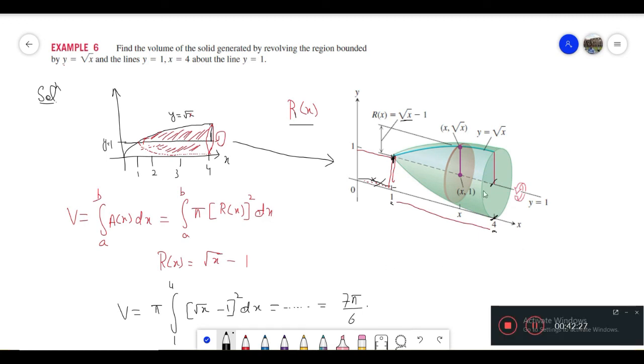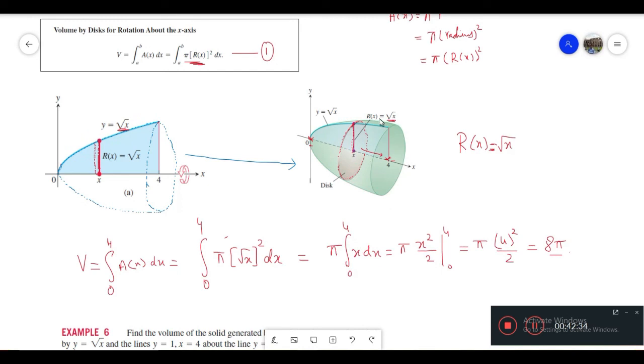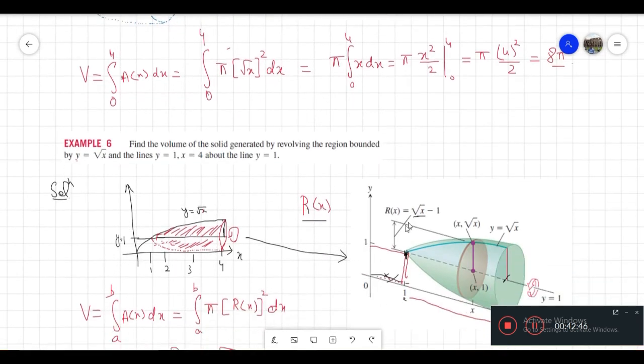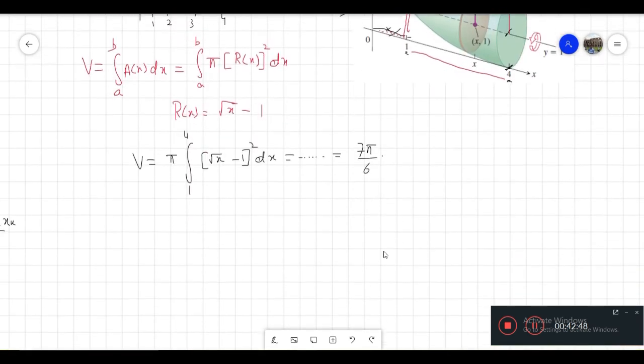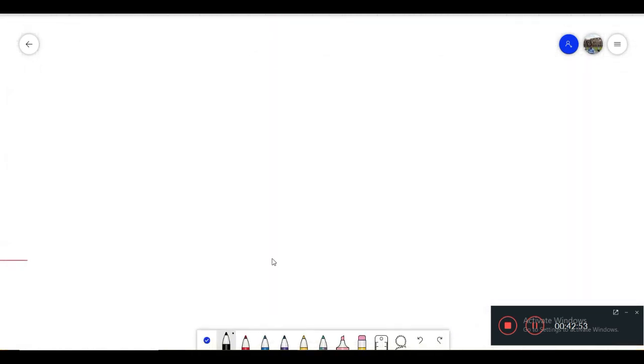And moreover, there's one thing I would like to say, that in these computations, these were the revolution about the x-axis. You see, the curve was moving along the x-axis. Now I'm going to tell you about if there is a revolution about the y-axis. So the rough idea about the revolution about the y-axis, for instance, you have x and y-axis, and you have any curve like this.